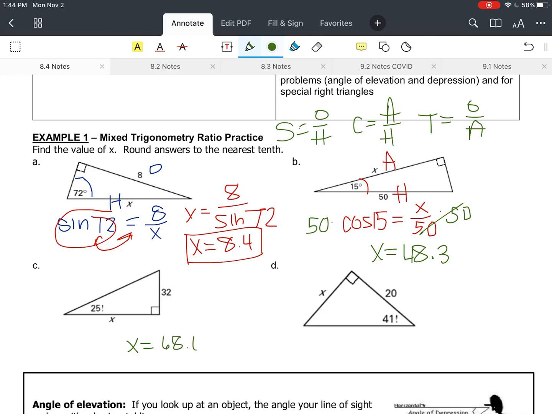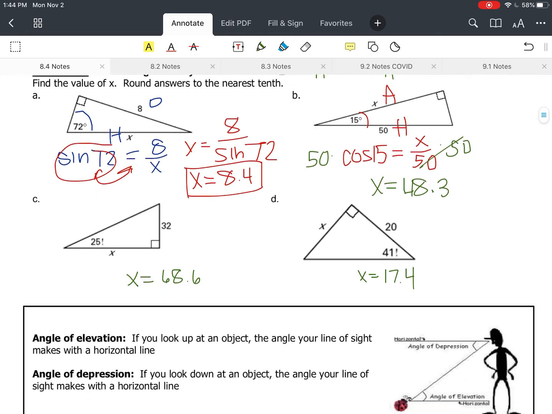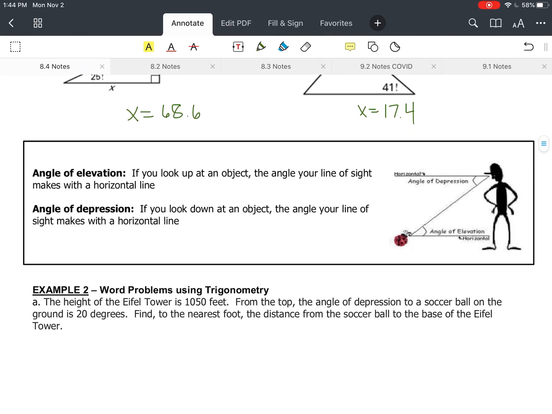Pause the video. You can try the next 2 on your own. I can tell you when you're done, you should be getting that x is 68.6 in letter C, and x is 17.4 in letter D. So go ahead, pause the video, try it on your own. Make sure you know what you're doing before you move on to the word problems.